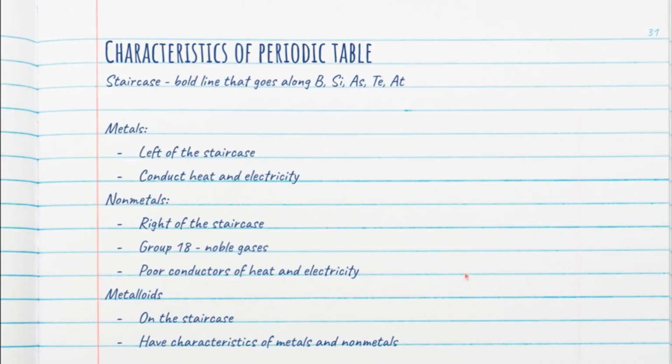Characteristics of the periodic table. The staircase on the periodic table is the bold line that goes along B, Si, As, Te, and At. Metals are left of the staircase, and they're able to conduct heat and electricity. Non-metals are to the right of the staircase, most notably group 18, which is the noble gases, and non-metals are poor conductors of heat and electricity. Metalloids are the elements along the staircase, and they have characteristics of both metals and non-metals.